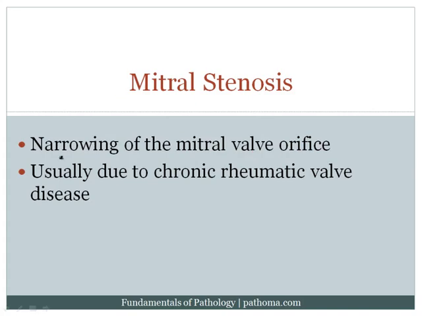Mitral stenosis is when we have narrowing of the mitral valve orifice, and the key circumstance in which we would see this would be chronic rheumatic valve disease. Remember that chronic rheumatic valve disease preferentially involves the mitral valve and that it creates stenosis. So chronic rheumatic disease creates stenosis, and acute rheumatic disease creates regurgitation. And that's a high-yield, simple principle to bear in mind.